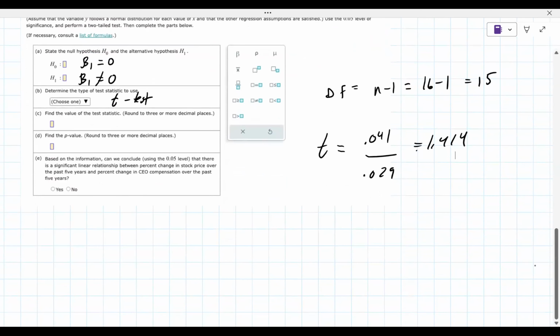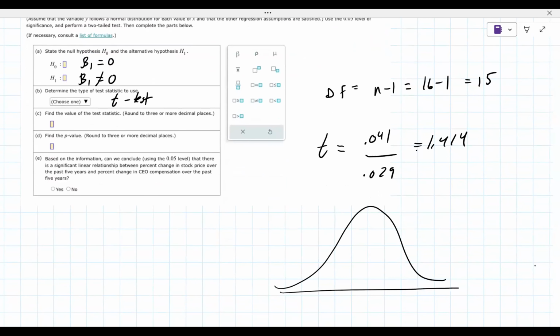And then the p-value, because it's a two-tailed test, you're finding the area in this tail on the right and then doubling it because it's got to be paired with this area on the left. To do that, you really need software or some sort of tool. For this, I don't know what to suggest. But the p-value ends up being 0.178.